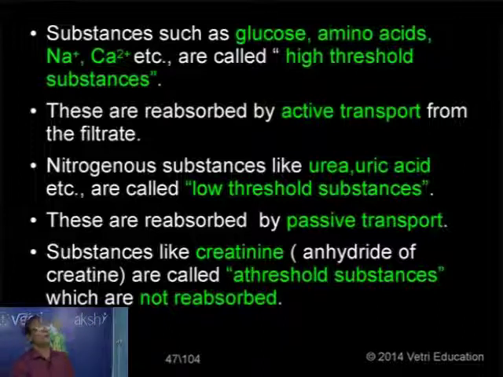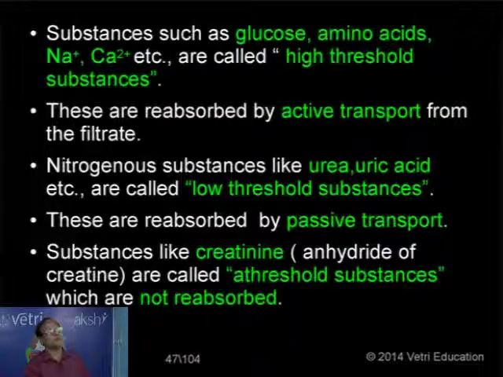Now, what are the important materials normally reabsorbed? The most important materials that are reabsorbed are glucose, amino acids, sodium, calcium, magnesium, and bicarbonate. Some others, for example hydrogen ions, ammonium ions, urea, uric acid, and creatinine, are all excreted.